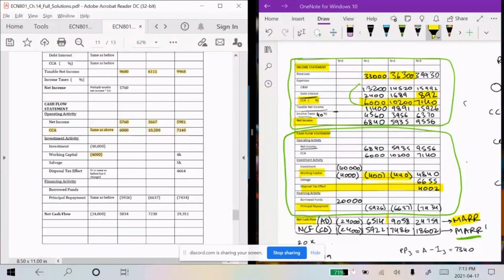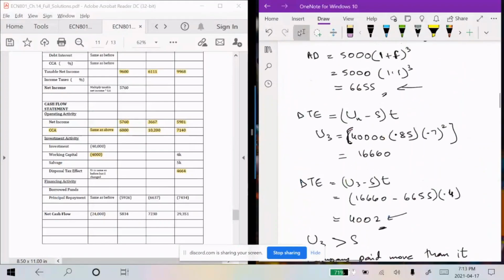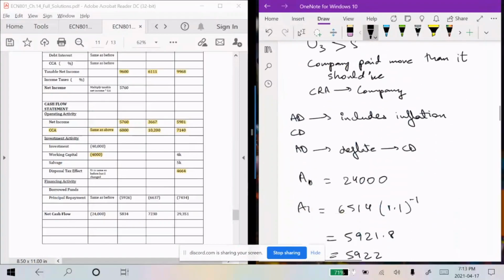Yeah, because U3 doesn't depend on inflation, because U3 would depend on CCA. U3 is same as before, but S has changed. The salvage value has changed. So the U3 we had was 16,660. So that's same. So the new DTE, I'll just calculate that part.